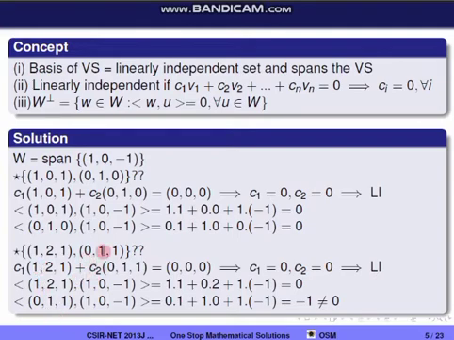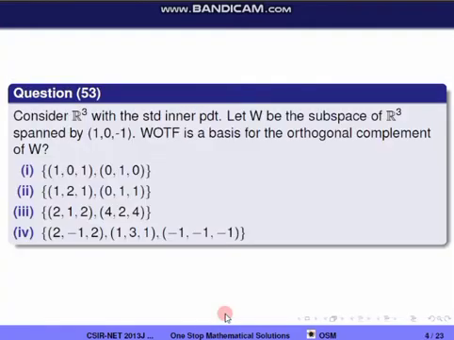Now we'll check for (0, 1, 1). When we check for that, I am not getting the 0 value. So this implies it does not span the orthogonal complement. So this cannot become a basis for the orthogonal complement. So now we'll look into the options. We got option 1 as the correct one. You have to check the third and fourth options. If you check the third and fourth, these two are not linearly independent sets, so they do not form a basis for this orthogonal complement.